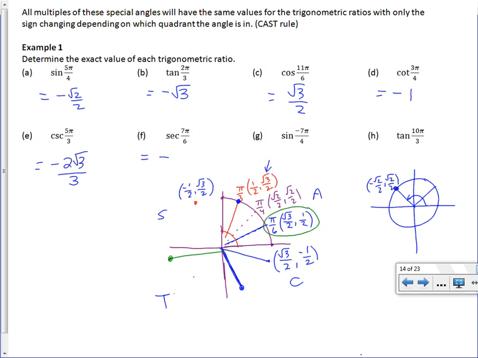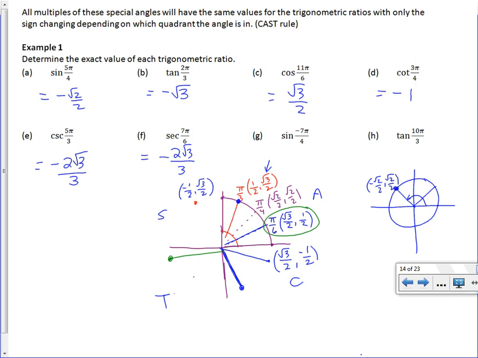Now I'm looking at this one. I need secant. Secant is the reciprocal of cosine. Here's cosine. I need the reciprocal of this. Can I write the reciprocal of this? 2 root 3 over 3. That one's the same. Okay? Is everyone seeing the process?